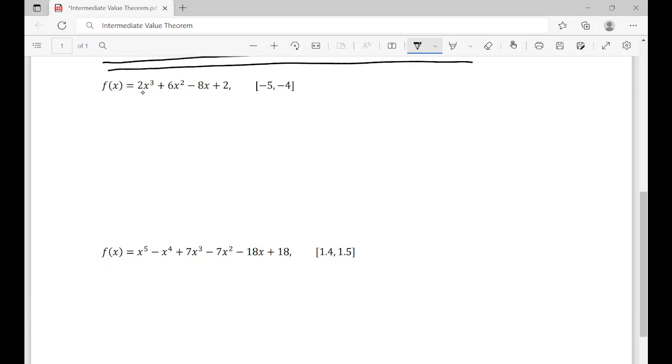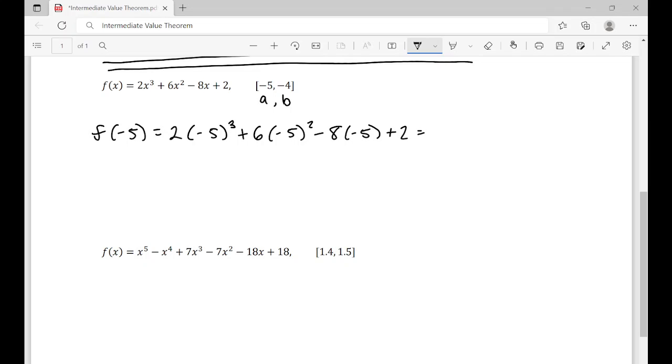Next, we have f of x equals 2x cubed plus 6x squared minus 8x plus 2 on the interval -5, -4. Again, it's a polynomial, so we know it's continuous throughout. So we're just going to plug in our a and b value. So f of -5 is going to be 2 times -5 cubed plus 6 times -5 squared minus 8 times -5 plus 2. And that works out to be -58.